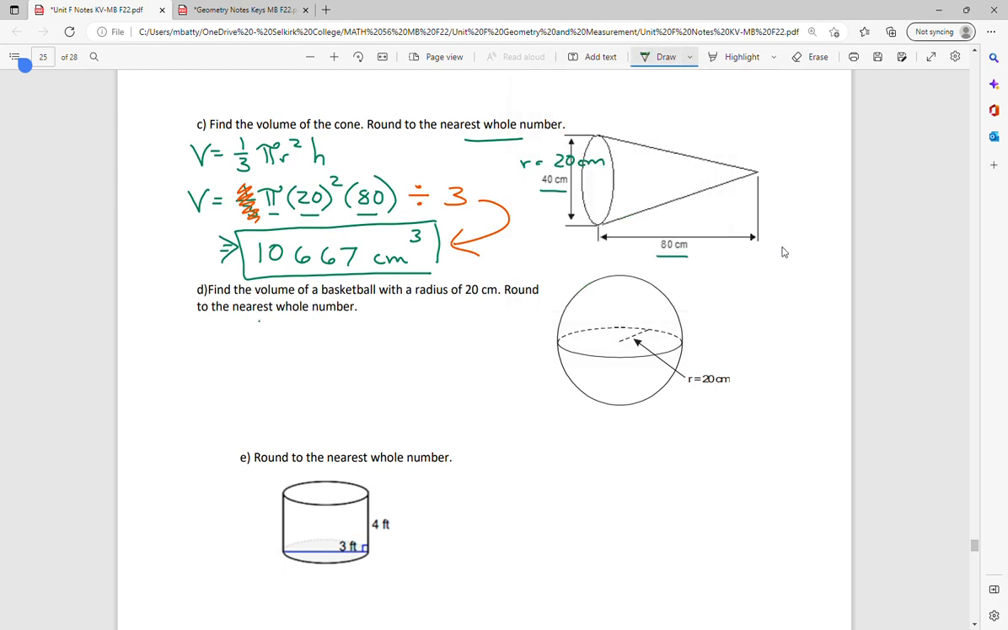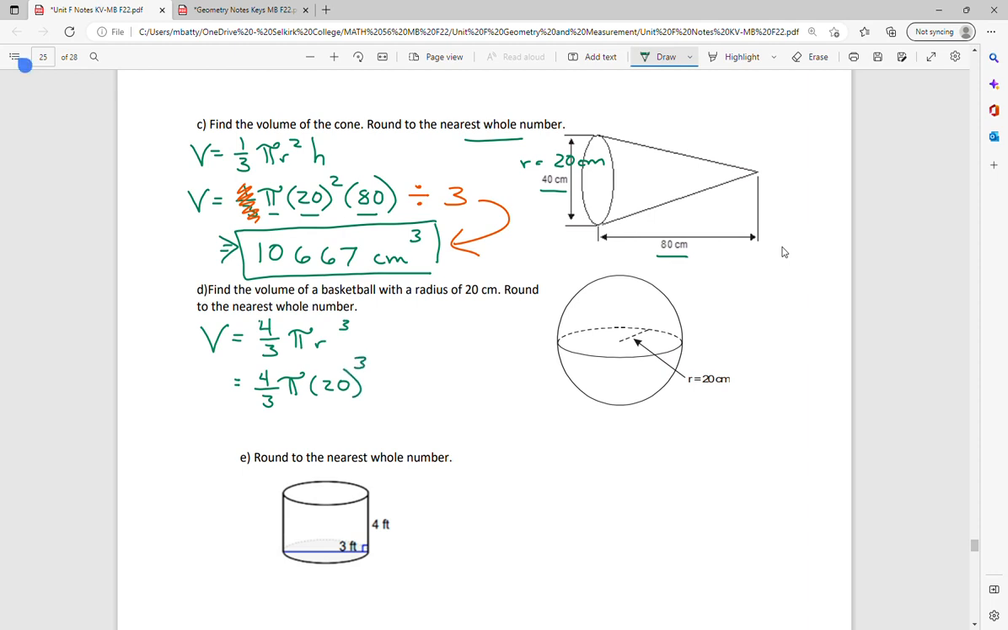Okay, so the volume of a basketball. Oh my goodness, this is an equation and a half. So the volume equation for this is 4/3 pi r cubed. So in this one, I could take 4, divide it by 3, multiply it by pi, and multiply it by the radius cubed. So 4/3 pi, my radius is 20. Don't forget to cube that one.